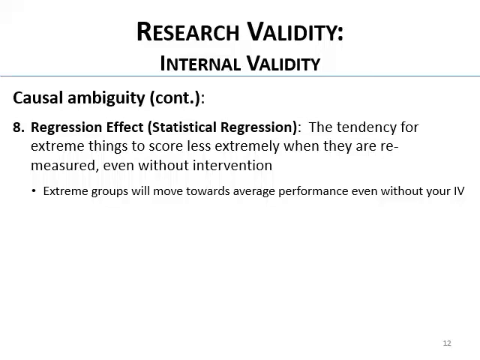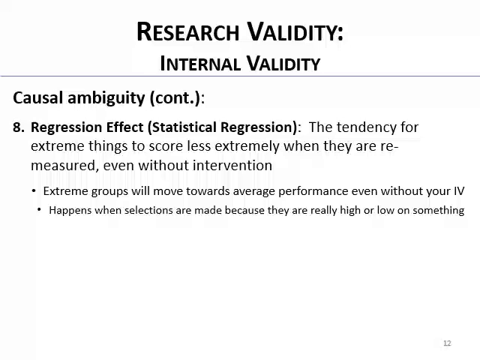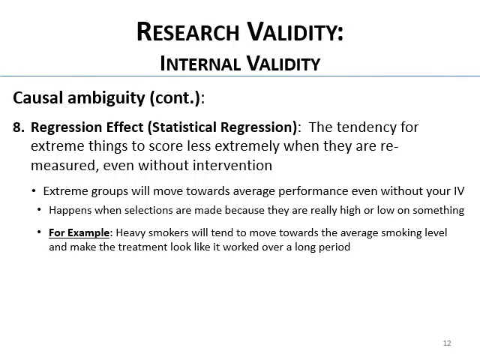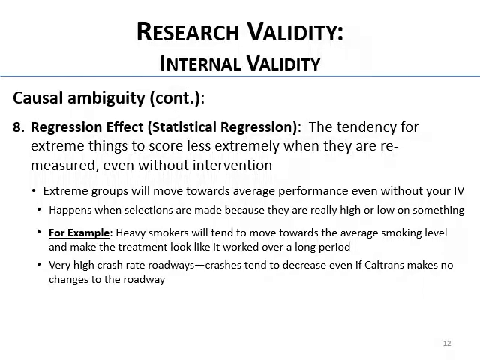So the idea is that extreme groups will move towards average even without the effects of your independent variable. This happens when you choose your groups specifically based on the fact that they're high or super low on something. So for example, heavy smokers are going to tend to move down towards the average smoking level and make a treatment look effective over a long period of time, even if the treatment's not effective. They just tend to move towards the average of smokers in this case over time, period.